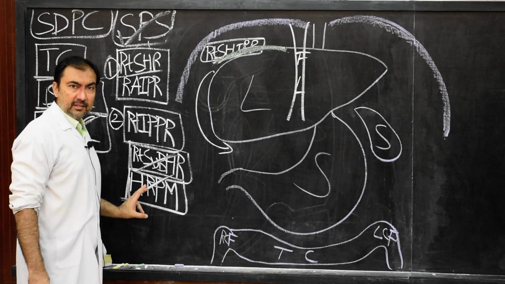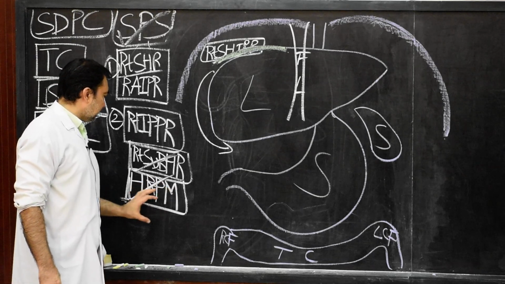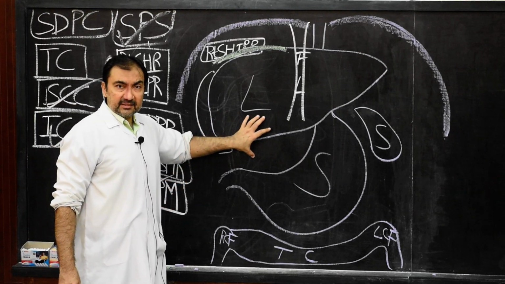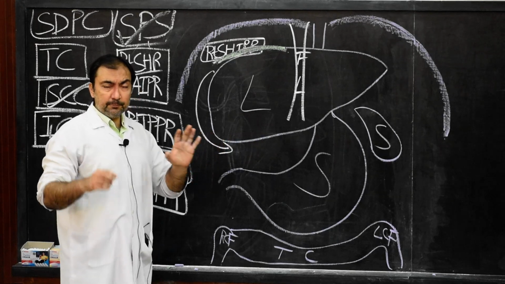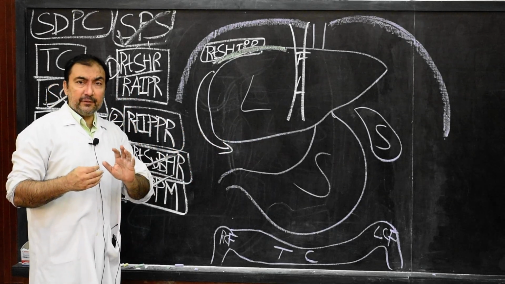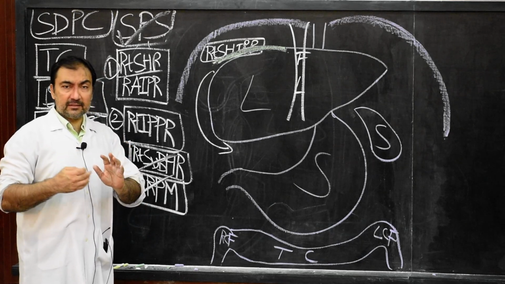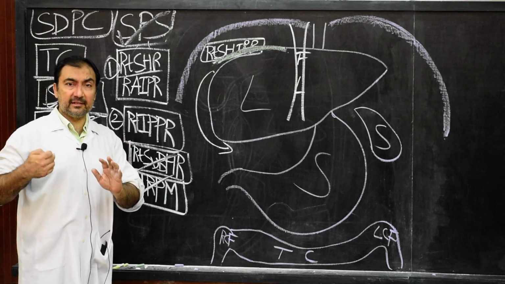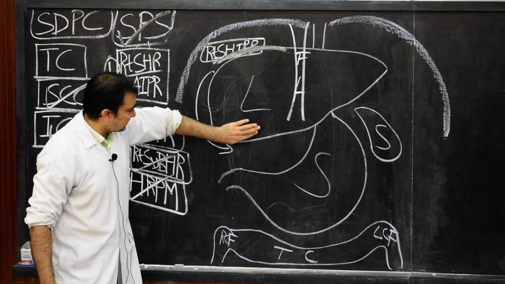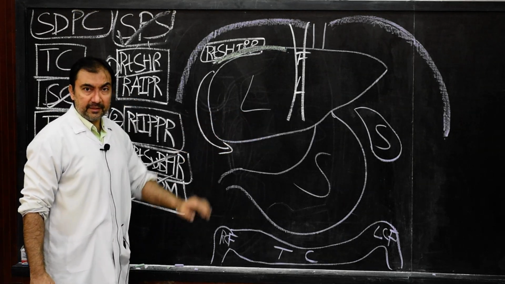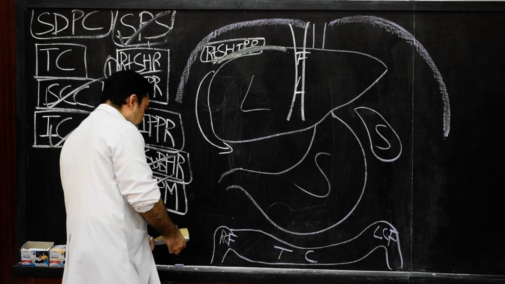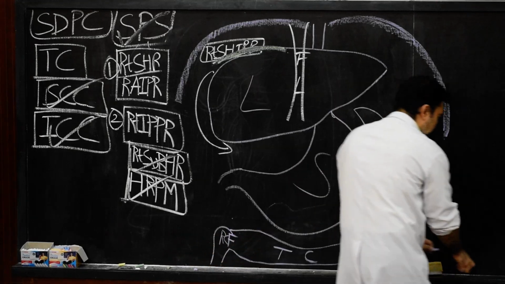And this hepatorenal pouch of Morrison, here we are going to discuss where it is present. It is simply present between the posterior and inferior surface of the right lobe of liver and the right kidney and right suprarenal gland. That means it is located posterior to the right lobe of liver. This hepatorenal pouch of Morrison we need to discuss. So please come on this side over here.